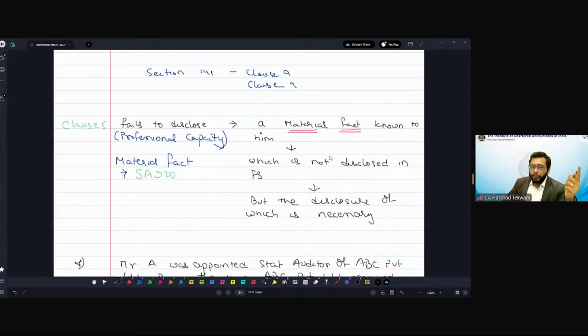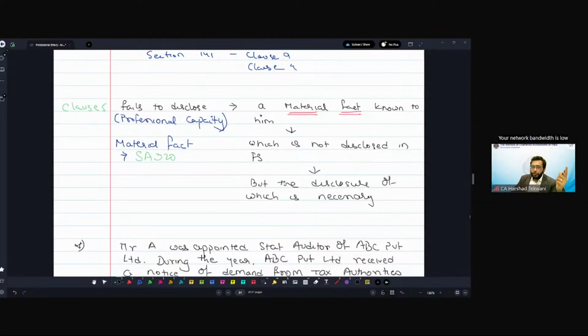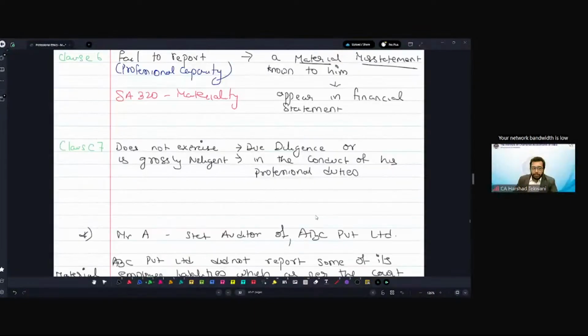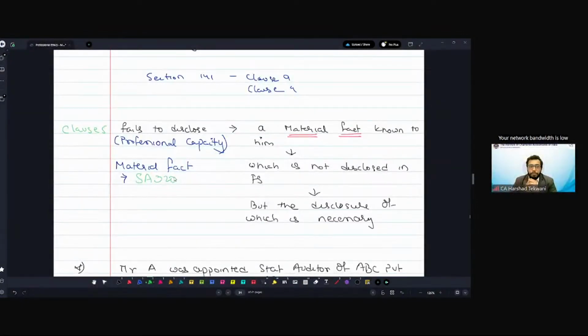Then there is a material misstatement that liabilities are not appropriately recorded. There are unrecorded liabilities, and he failed to report that misstatement. Clause 6 will get attracted. And clause 7 will attract in many places because it is financial statements. I have seen very few, very rare examples where I can say it is non-disclosure, but it is not a misstatement.